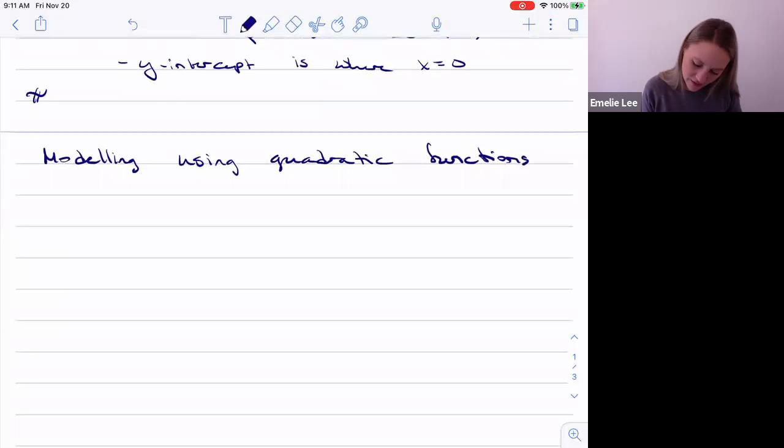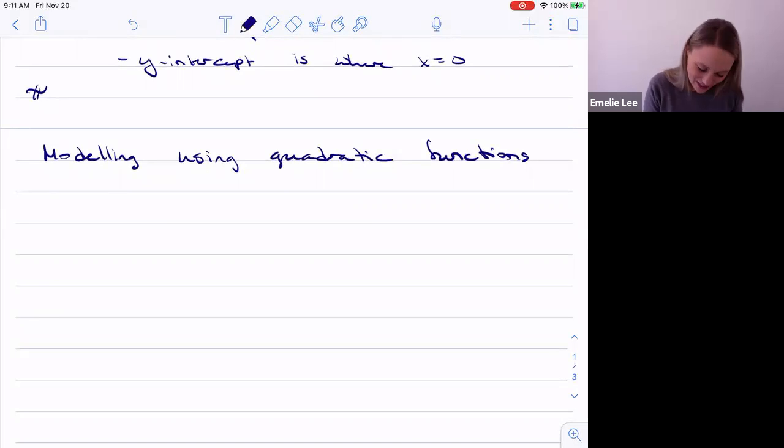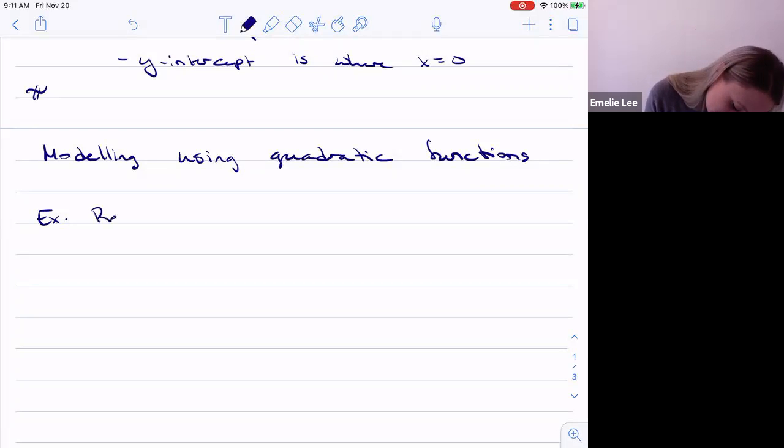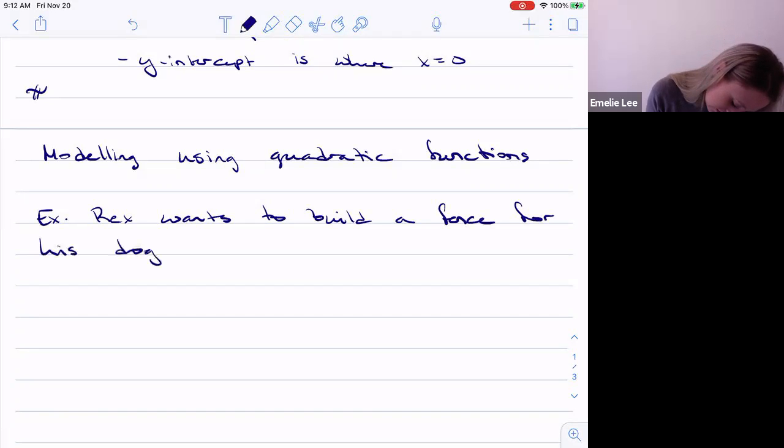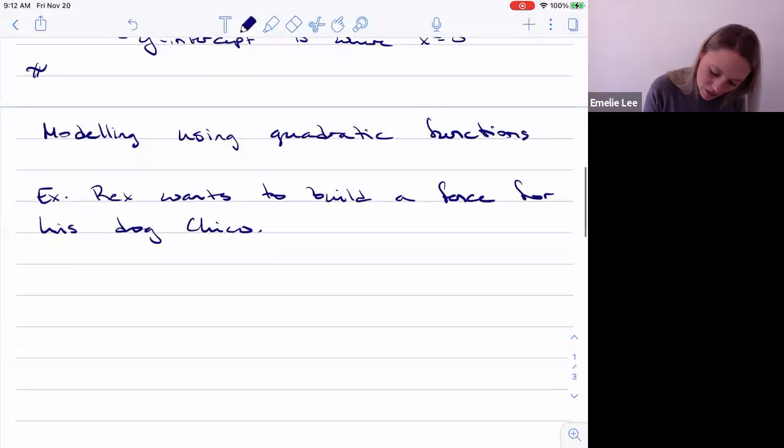So the first example, I don't know how he chose these names, but I mean, works for me. Rex wants to build a fence for his dog, Chico. Cute. Oh, that doesn't really read like fence, does it? He has 100 meters of fencing.